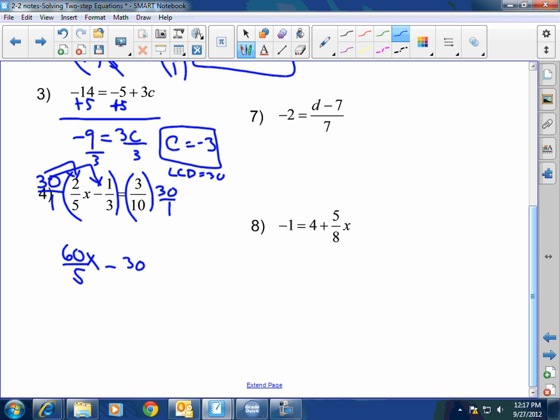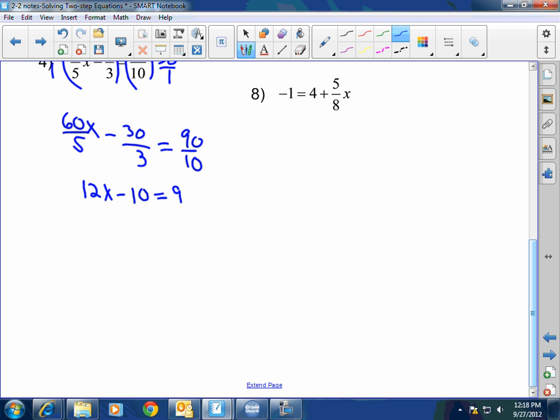-30. And what's 1 times 3? 3. Boom. Done. Equals 3 times 30 is 90/10. Now it's Mickey Mouse time. 60x divided by 5 is 12x. -30 divided by 3, -10, equals 9.